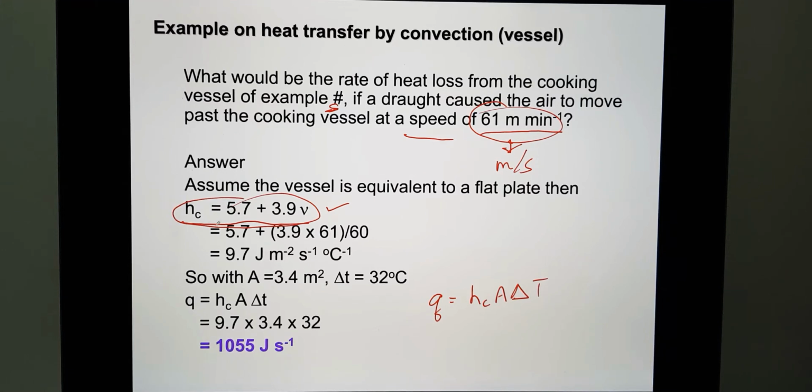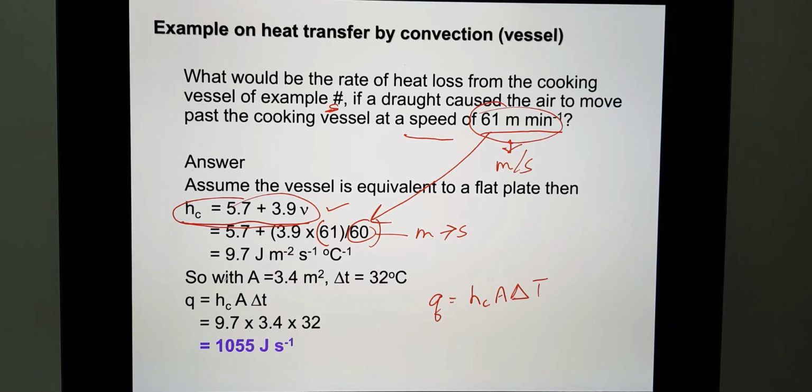Okay, so the value for Hc by using this particular equation: 5.7 plus 3.9 times 61 over 60. This one is meant for the velocity of air, 61 meter per minute. This particular 60 is to convert from meter to second. So you will get the value of 9.7 joule per meter square second degree Celsius. This one is the Hc.